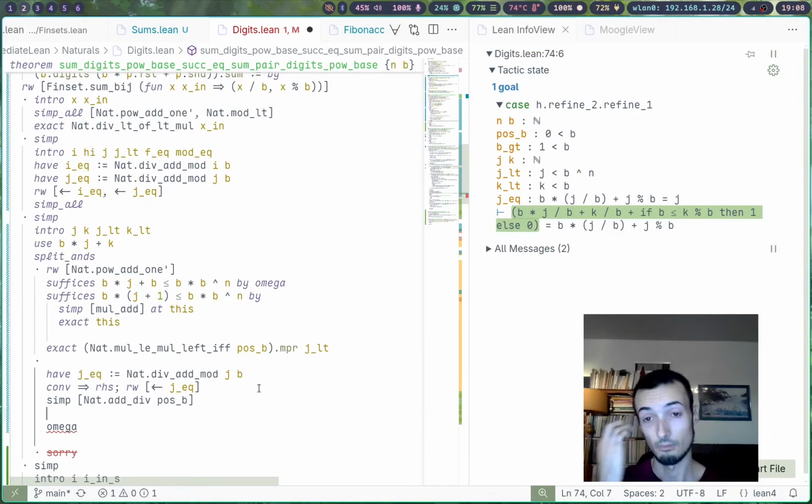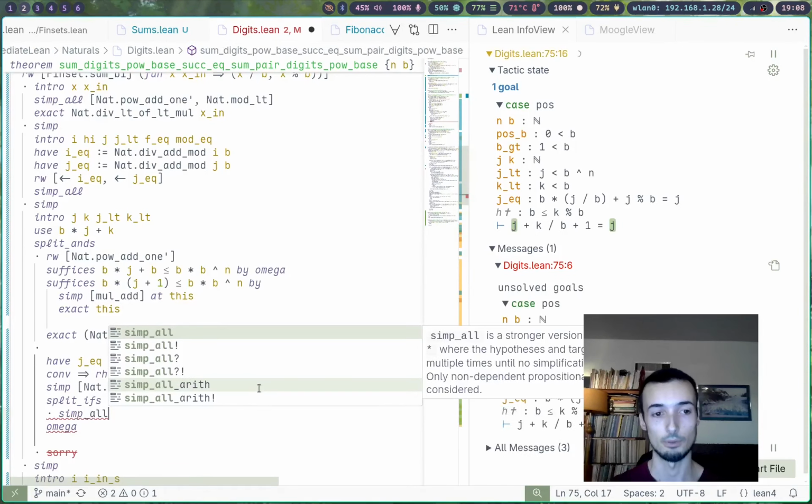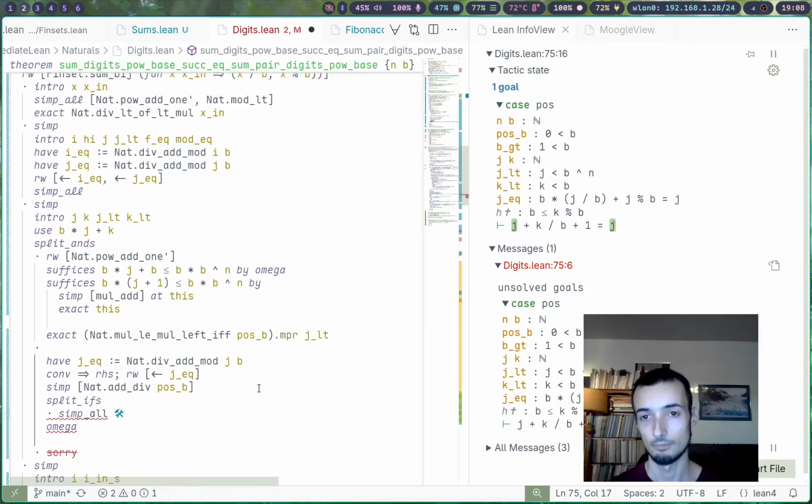And now we have ifs. If you ever have an if, then you use split_ifs. That gives us two goals. The first goal is usually pretty easy to prove. Oh, I take it back.